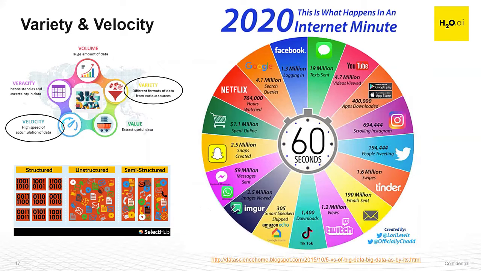The next 2 V's of big data are variety and velocity. First, let's look at variety. On the right-hand side, you can see this is only about internet usage. This is 1 internet minute in 2020. How many things could happen in just 1 minute? You can see a lot of people are doing online shopping, so $1.1 billion is spent online in just 1 minute. And then we can also look at other platforms: TikTok, emails, Twitter, Instagram. This is only about social media.